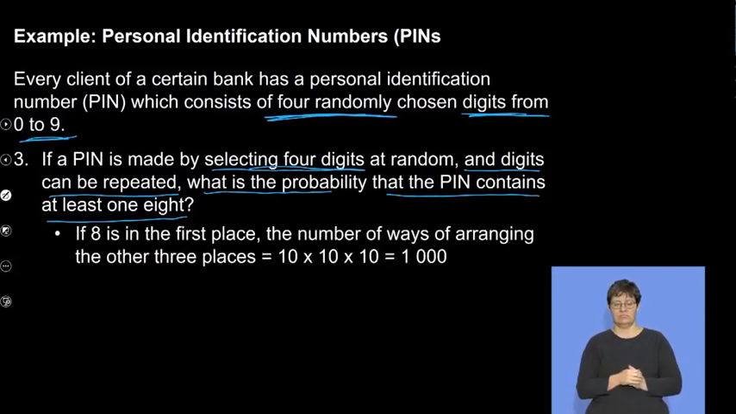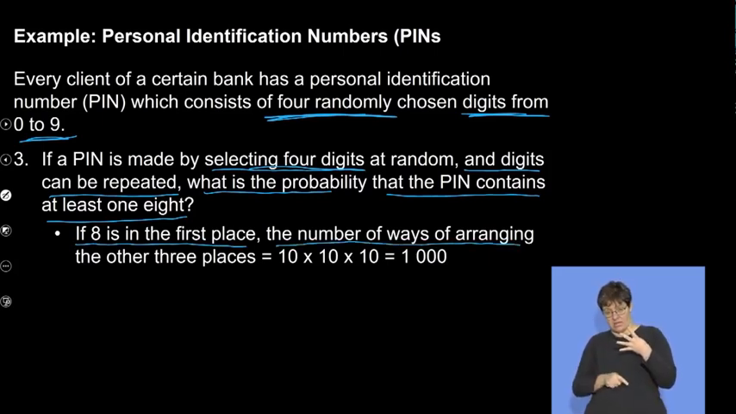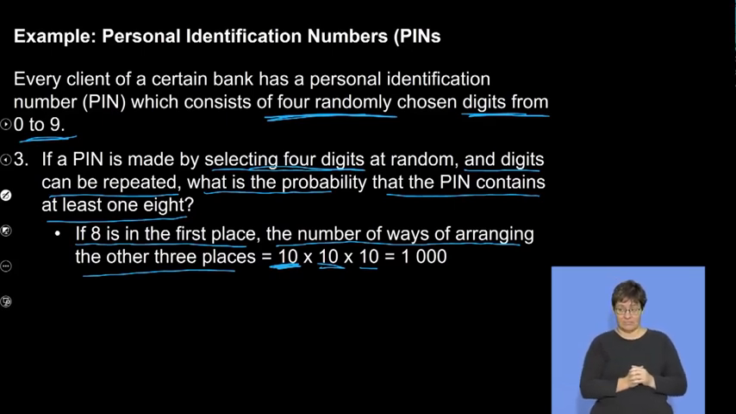So, if 8 is in the first place, are we together? Then the number of ways of arranging the other 3 places is fine because we can repeat digits. So if we use 8 in the first digit, we still have 10 choices. Then we have 10 times 10 times 10, because remember, repetition is allowed.